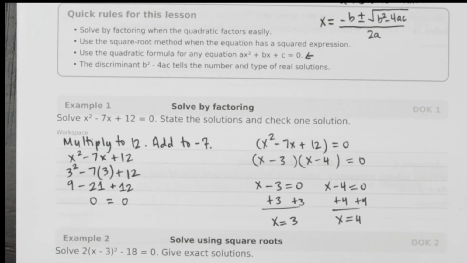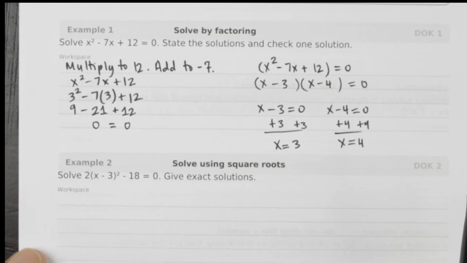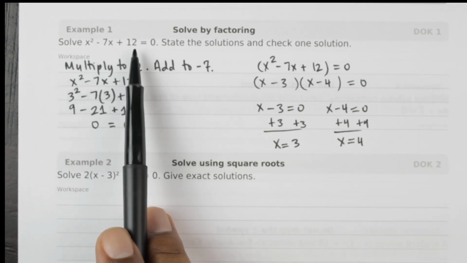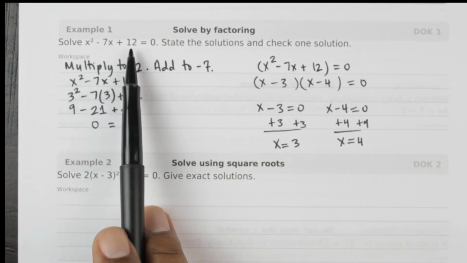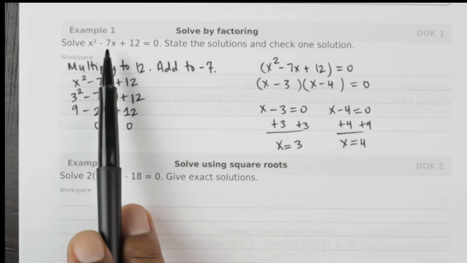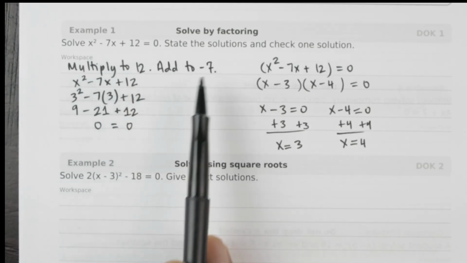Excuse me, I did not realize that I did that all the way up there. Pardon me. Now we can check 4, but we don't need to. This is how you check. You only need to check one solution in this problem. And again, when you're dealing with this, we need to find a multiple of 12. So list the multiples of 12, and make sure that the pair adds up to negative 7.